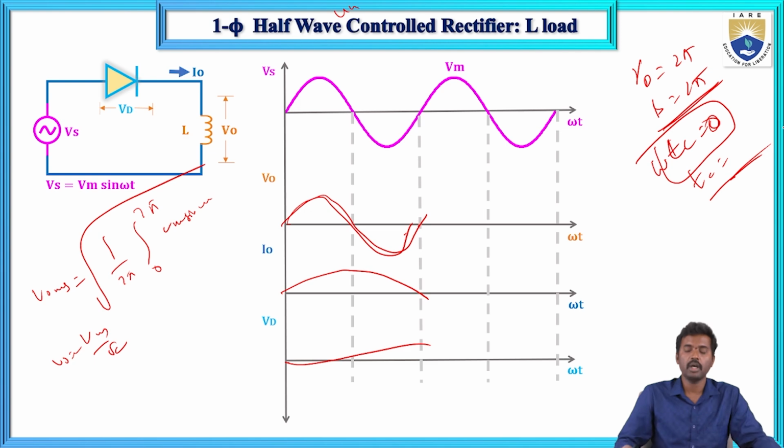So now all these are the cases for the single phase half wave uncontrolled rectifier with R load, L load and RL load.